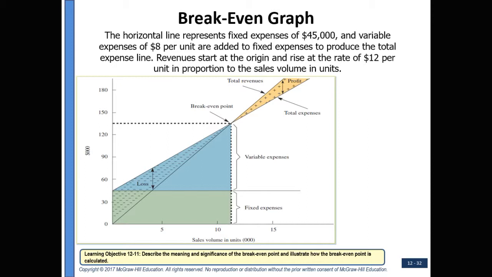in proportion to the sales volume in units. The intersection of the total expenses line and the total revenue line is the point at break even. The company must sell 11,250 units to break even. Once they surpass that point, you see in orange where we have the profit relationship.